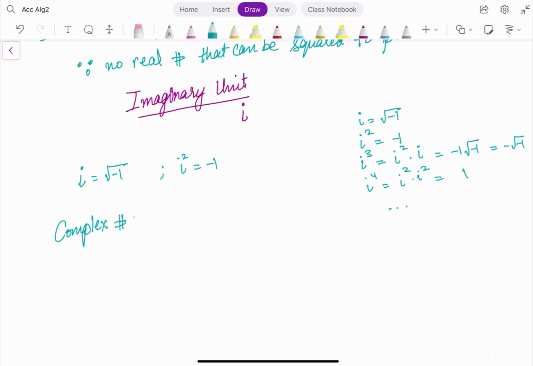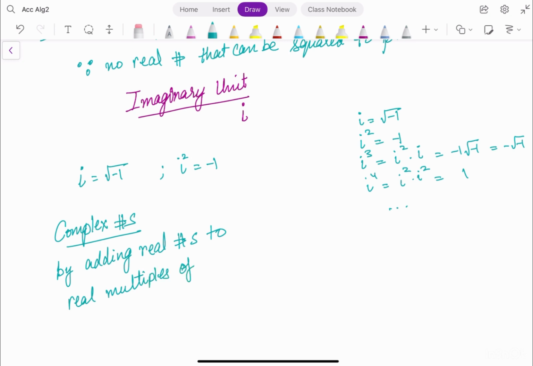Now, when we are talking about complex numbers, we get complex numbers by adding real numbers to real multiples of this imaginary unit. That is the basic principle of complex numbers. The imaginary unit is nothing but i.